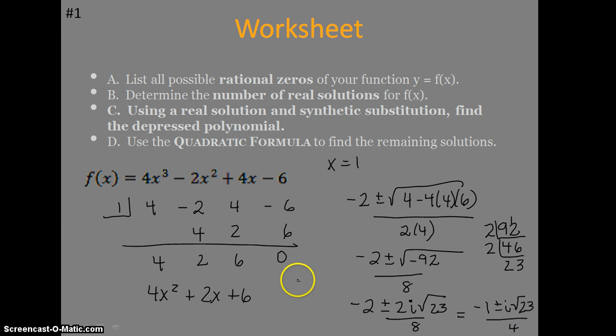And that would be our final answer to find the depressed polynomial, and also, so this is the depressed polynomial, and also finding the remaining solutions, which we did right over here. The remaining imaginary solutions, which have come in a pair.